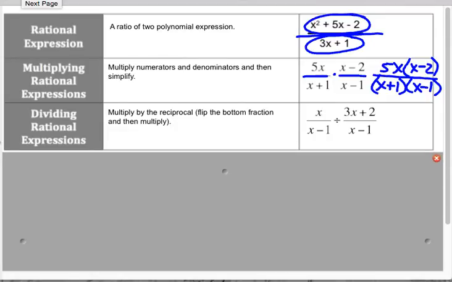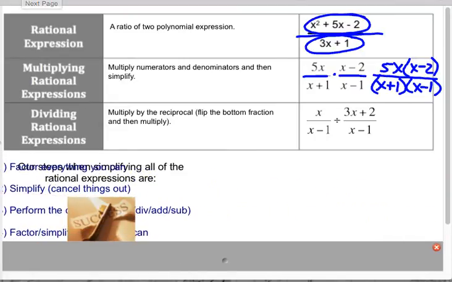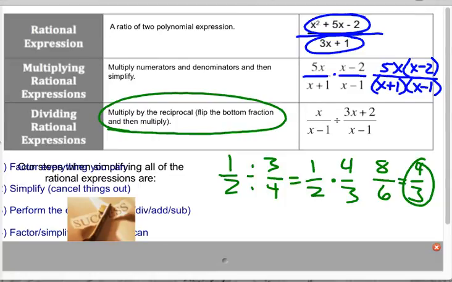When dividing rational expressions, when you've done it in the past, like 1/2 divided by, say, 3/4, you don't actually divide, you multiply by the reciprocal of whatever you're dividing by. So this would be 1/2, you don't change that, and you multiply by the reciprocal of what you're dividing by, and that'd be 4/3, or 4 over 6, which you can reduce down to 2/3. So you multiply by the reciprocal when you divide. Flip the bottom fraction and then multiply, or flip the fraction that you're dividing by.